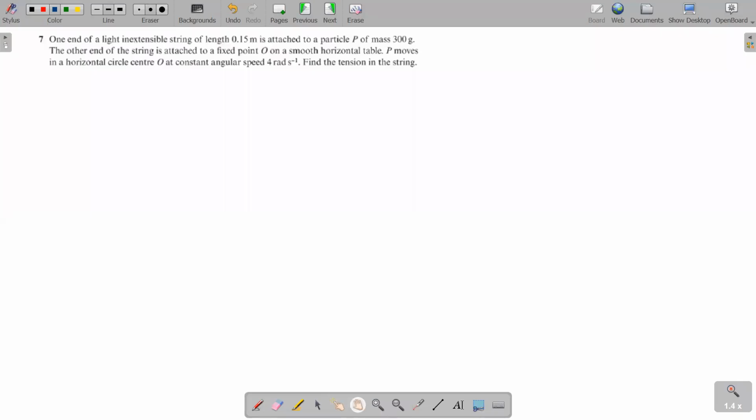Okay, so next I chose question number 7. So we'll go through question number 7. One end of a light inextensible string. Inextensible means the string doesn't stretch.